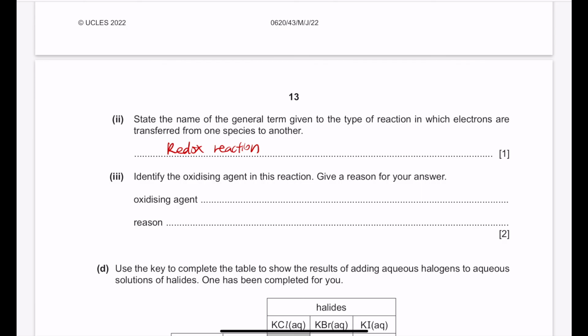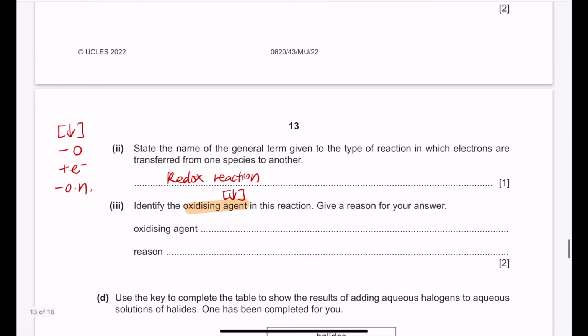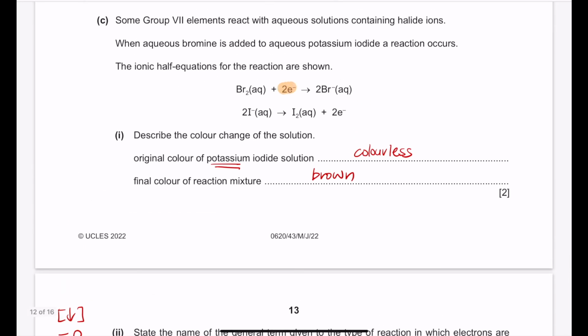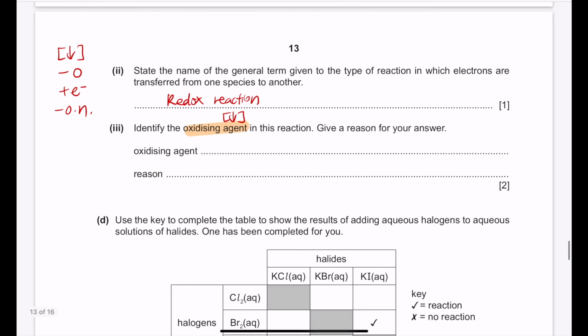So identify the oxidizing agent. Oxidizing agents are those that undergo reduction. So what happens during reduction again? Reduction happens when the substance loses oxygen, gains electrons, or decreases in oxidation number. So which one gains electrons? You see this one, electrons are written on the left hand side. It gains electrons. So the answer is bromine, Br2. Why? Because it is reduced by gaining electrons. It undergoes reduction by gaining electrons.